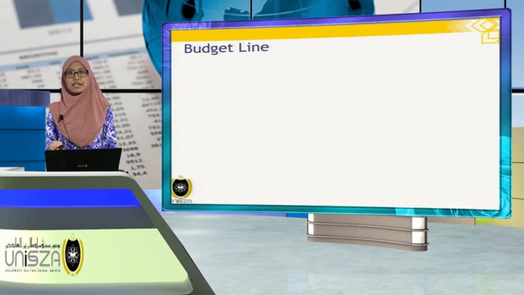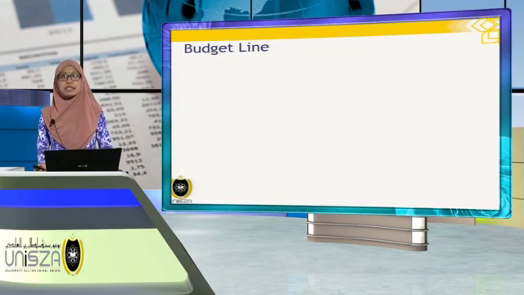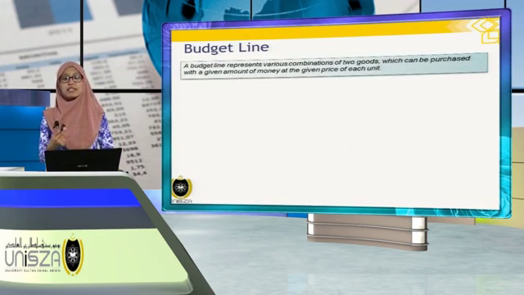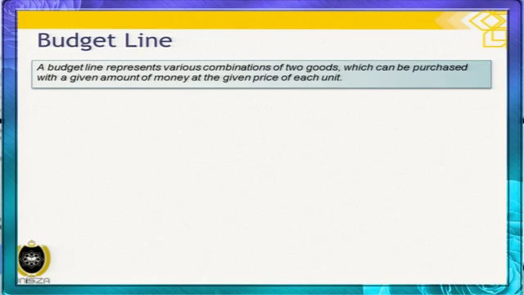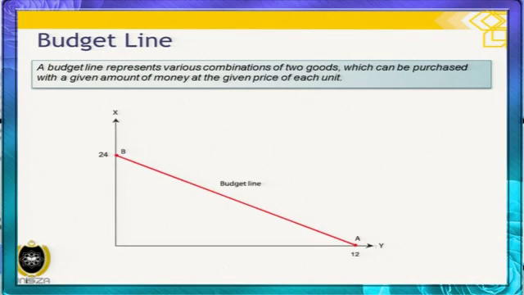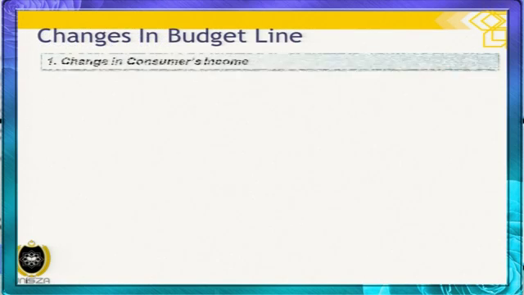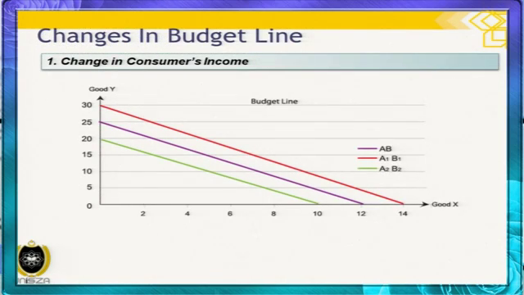Okay students, now we move to the budget line. What is the budget line? The budget line represents various combinations of two goods which can be purchased with a given amount of money at the given price of each unit. So this is a graph of the budget line. It is downward sloping.